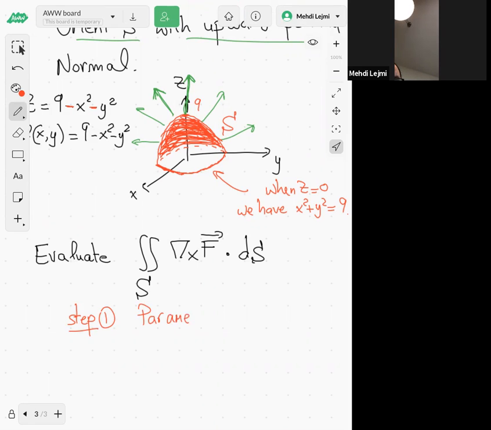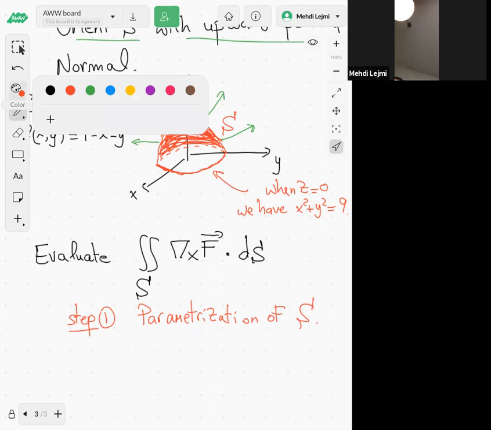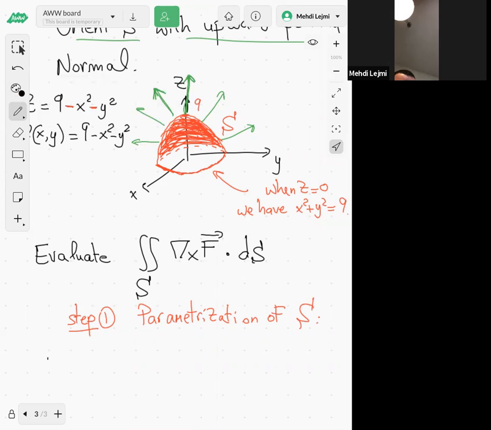Here, S is given by the graph of the function z equals 9 minus x squared minus y squared. The simplest way to parameterize S is, as I said earlier when I answered a question, whenever you have a graph of a function, you can just say x is u, y is v, and then z is your function. So x is u, and it's 9 minus u squared minus v squared.